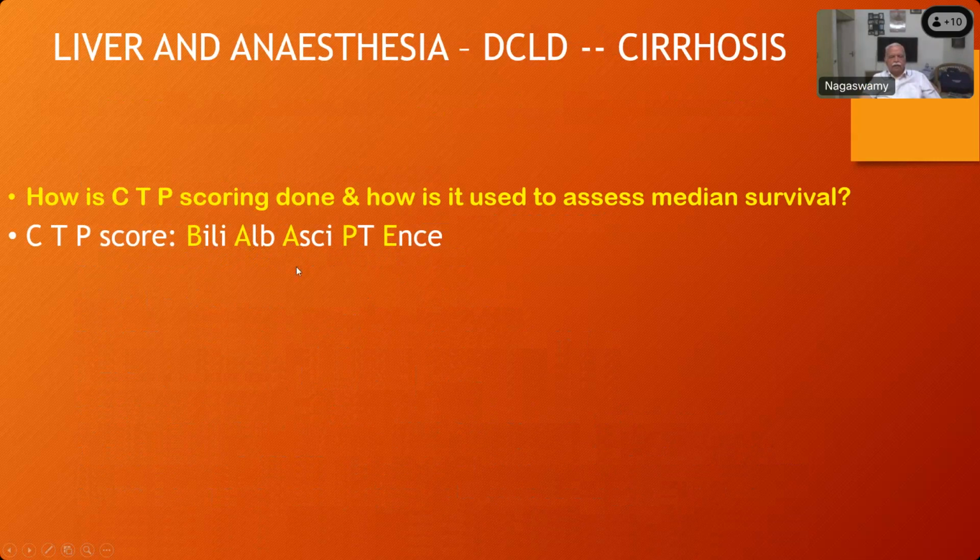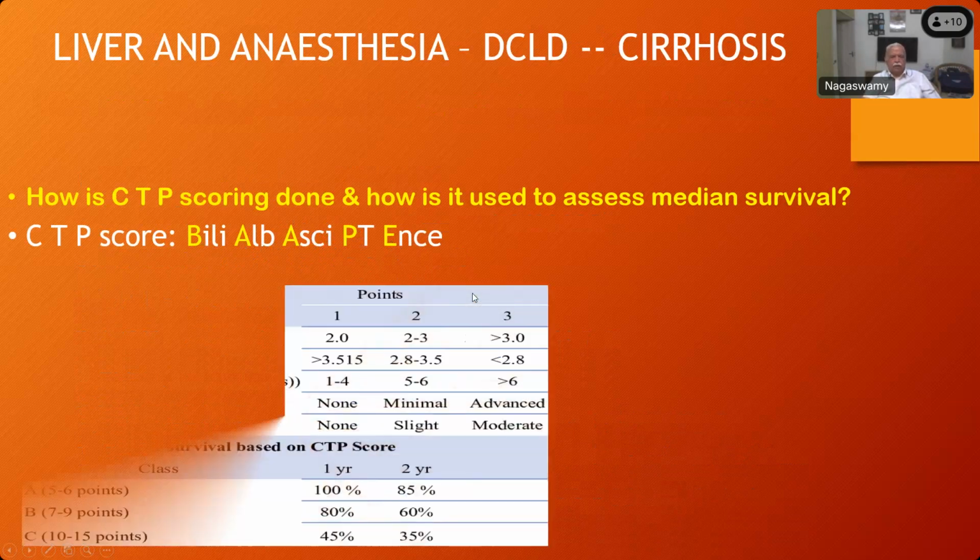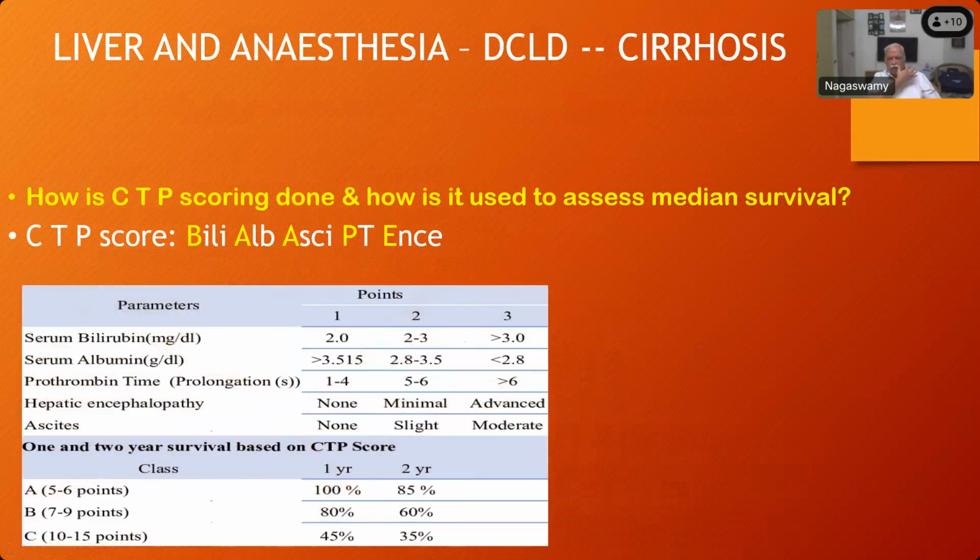What is that BAAN? Instead of ascites, they had nutrition. So it was bilirubin, albumin, ascites, nutrition, and encephalopathy. Then they replaced that nutrition with prothrombin time and ascites. Then it became BAAP. So you give points for each one.